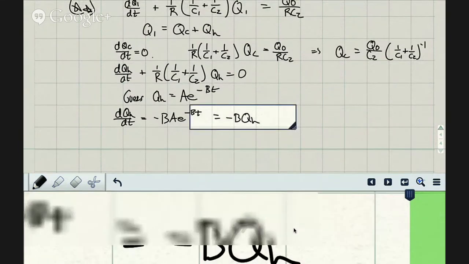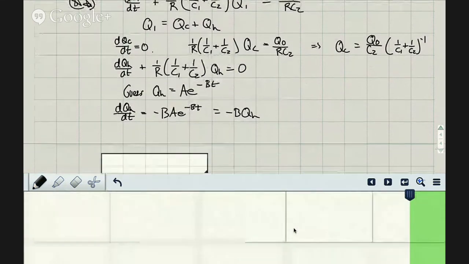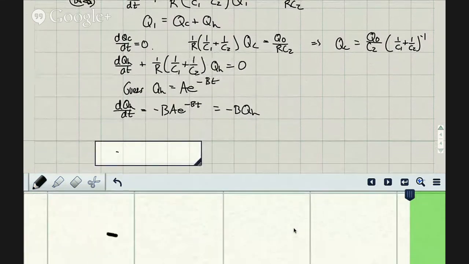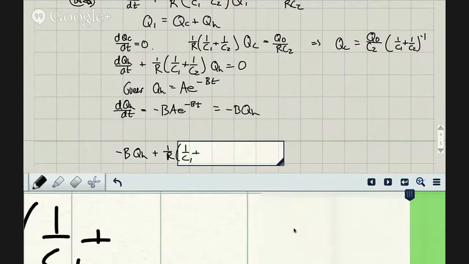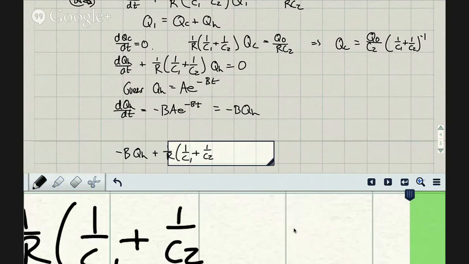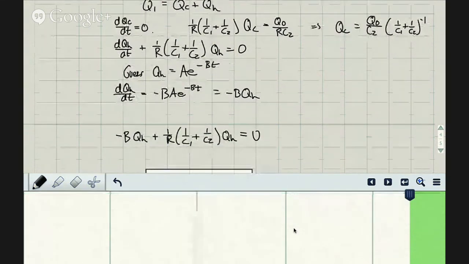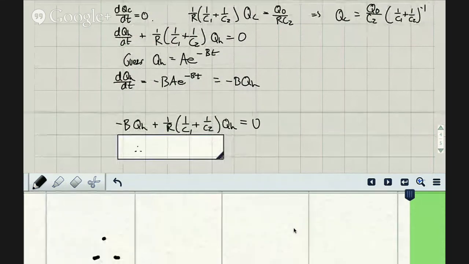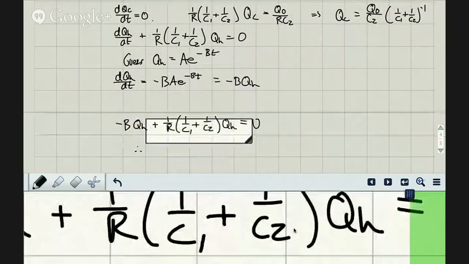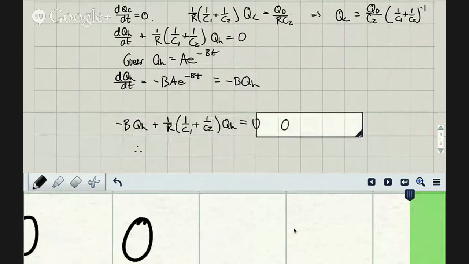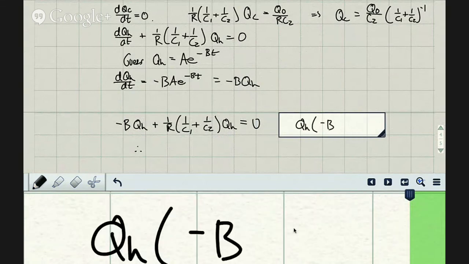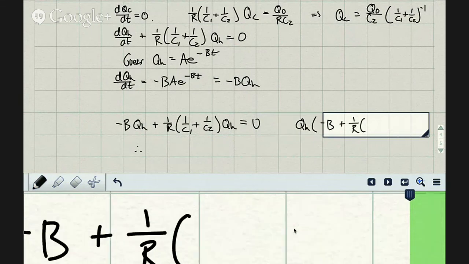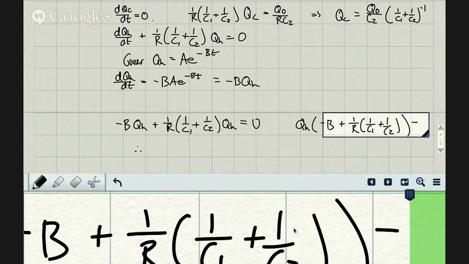Now I'm going to go ahead and plug this derivative into here, solve for Q, and see what that says. So we get minus BQH plus 1 over R, and then 1 over C1 plus 1 over C2 QH is equal to 0. And therefore, from this equation, if I factor out the QH term, that can't be 0, right? And so what's left is minus B plus 1 over R, and then 1 over C1 plus 1 over C2. And then that's it. So what we see here is that this must be equal to 0.